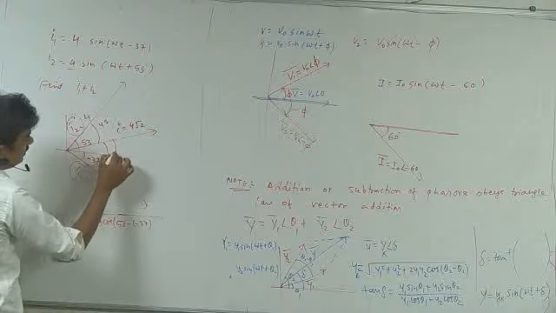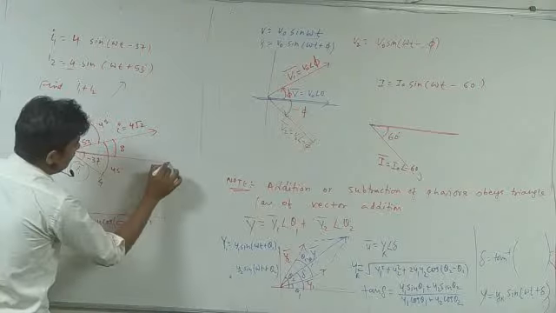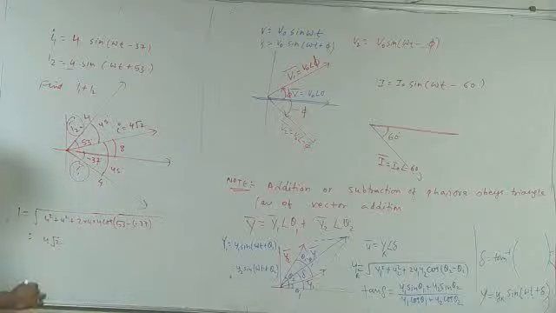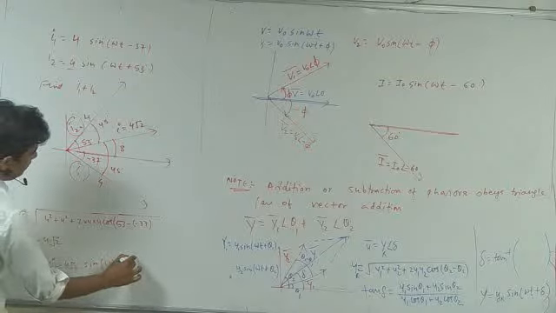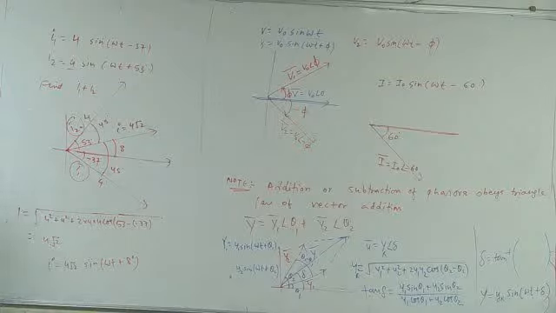45. So this angle is how much? 8 degree from the reference line. Yes. So I will write I equals to how much? 4 root 2 sine of omega t plus 8 degree. Is that clear? Yes or no? Understood? Note it down.